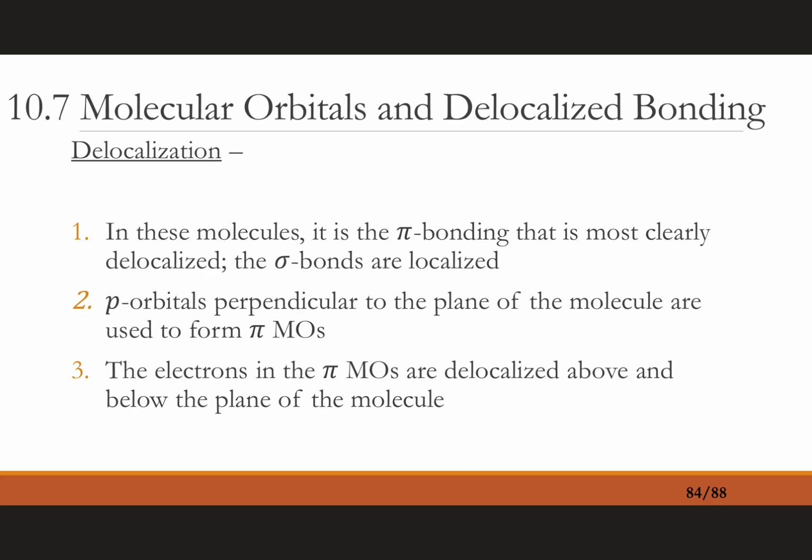All right, in these molecules, it is the pi bonding that is most clearly delocalized. The sigma bonds will therefore be localized. So in a sense, we can ignore the sigma bonds while really only looking at the pi bonds. P orbitals perpendicular to the plane of the molecule are used to form pi molecular orbitals. Go back earlier in the chapter: all of the pi bonds we had were perpendicular to the rest of the orbitals, above and below the axis connecting the atoms, where parallel p orbitals create a pi bond. The electrons in the pi MOs are delocalized above and below the plane of the molecule. Delocalization here just means that the electrons are spread out through the entire molecule.